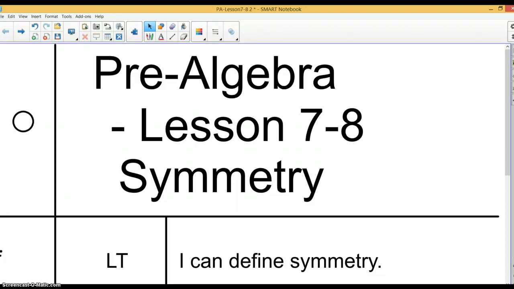Today in pre-algebra, we're talking about lesson 7-8, symmetry. The boys that are gone today, I'm sorry that you're not here. We are missing you. But you can still catch the lesson with us.